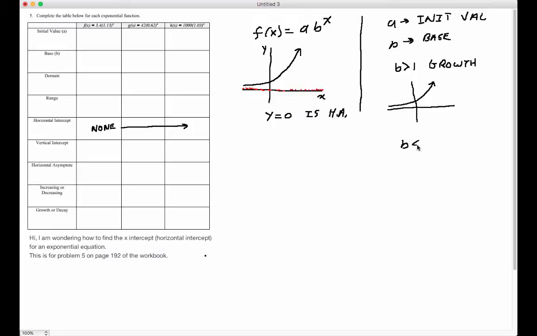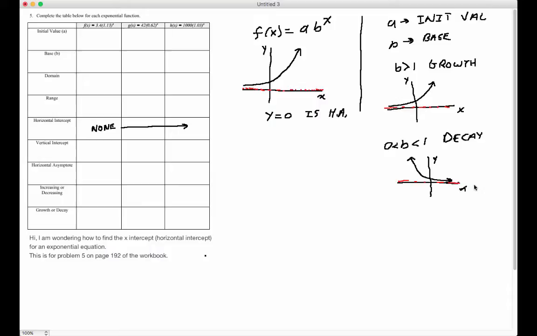And if b is less than 1, but greater than 0, then we'll have a decay function. That will look not quite unlike, but similar to this, where this is x and this is y, and this is x and this is y. And in both cases, the x-axis is a horizontal asymptote.